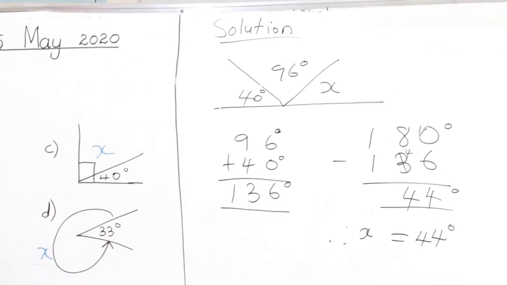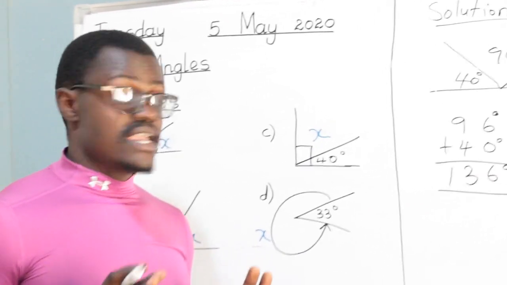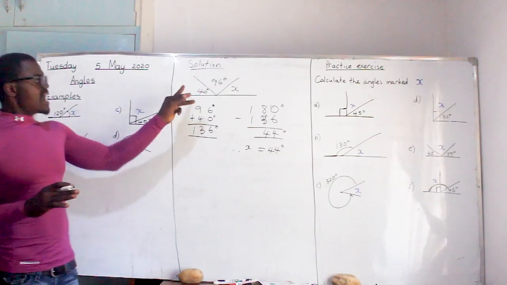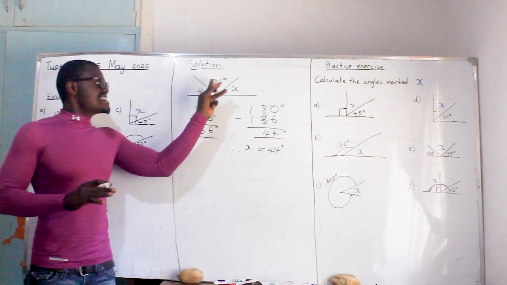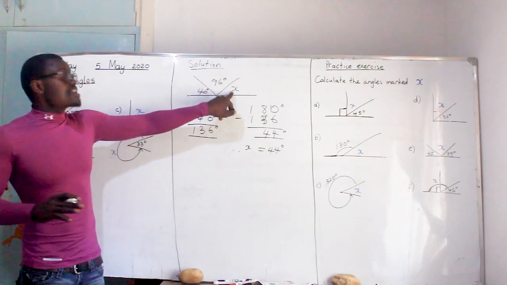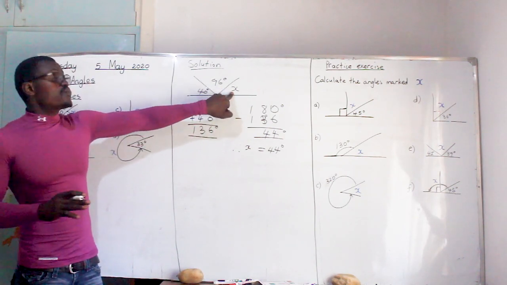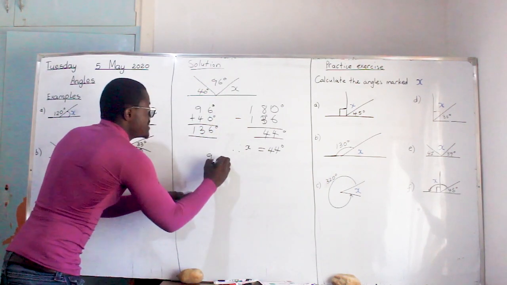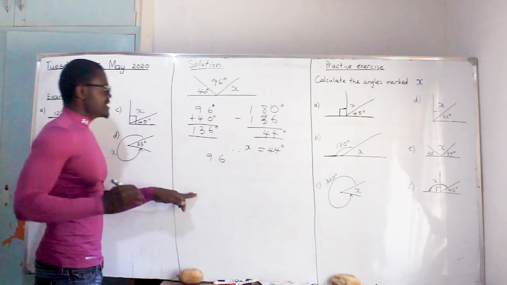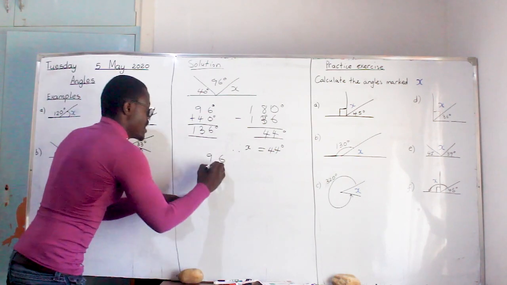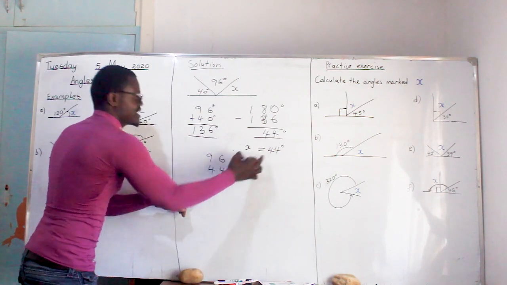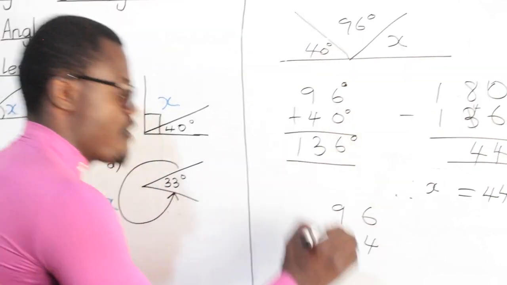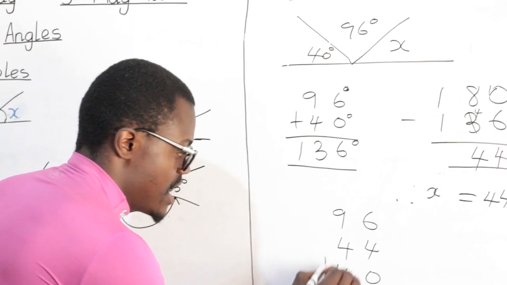We can always prove everything that we do in mathematics. So we are going to add 40, 96 and 44 representing the x there. We want to check if our answer is correct. So always put the bigger number on top. 96, 44, which is the x that we have found, and 40, another given angle. Then we add.